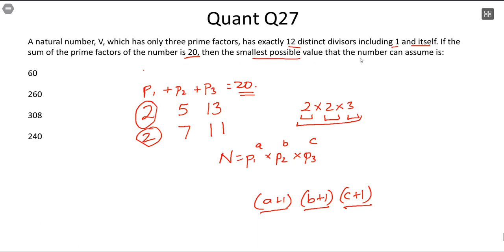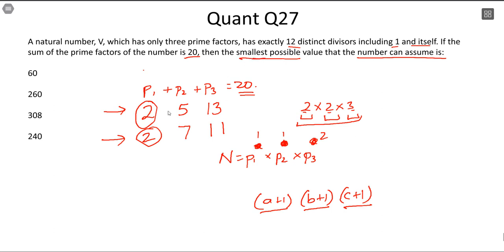Then the smallest possible value that the number can assume is... We have gotten our two cases, but this is not the end of our work. Because we are doing 2 into 2 into 3, it means the powers here would be 1, 1 and 2. One of these prime numbers has a power 2, one of these prime numbers has a power 1, the third prime number also has a power 1.